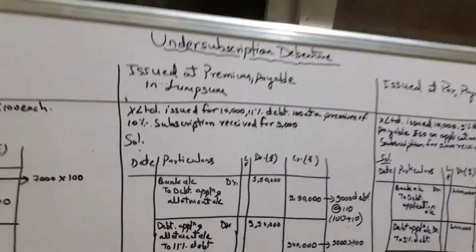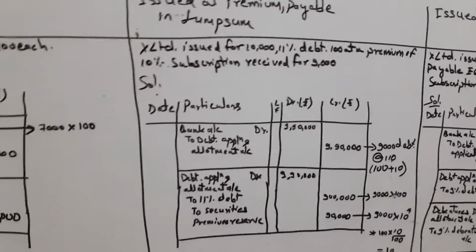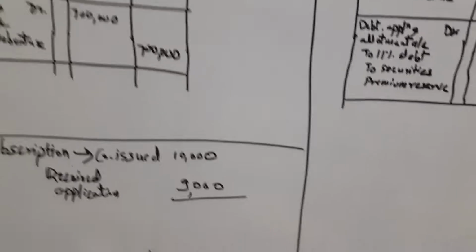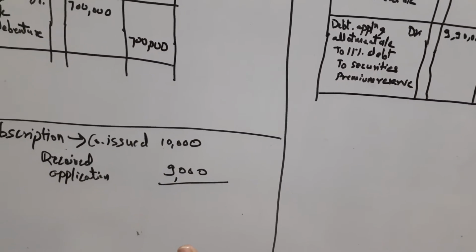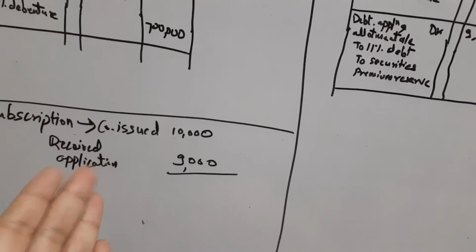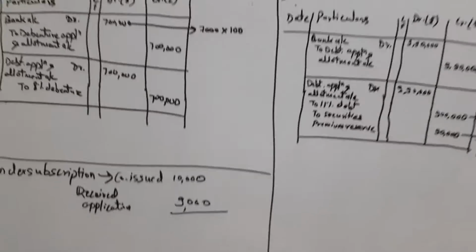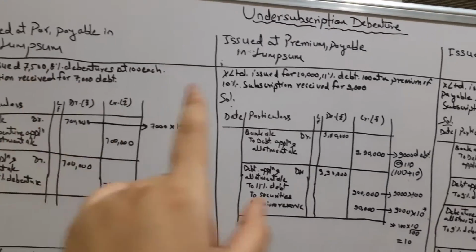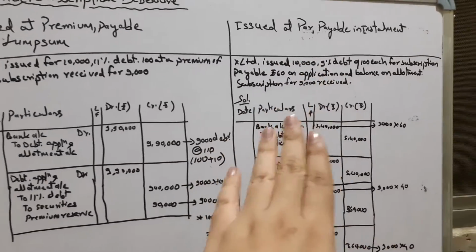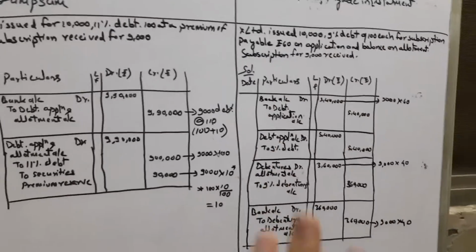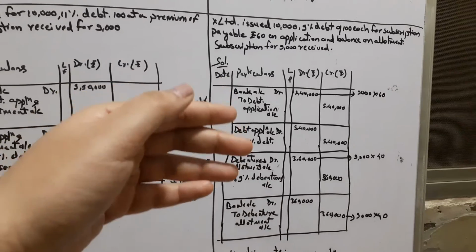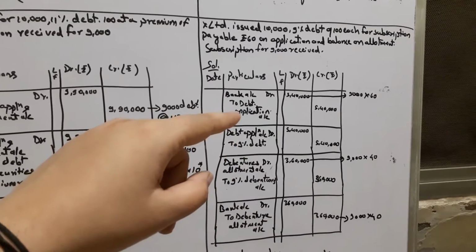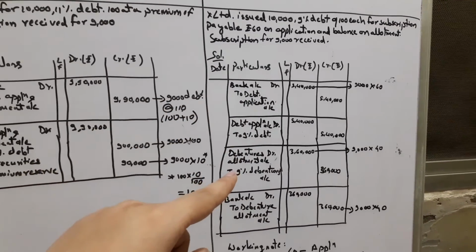So in under subscription, what does it mean? Though the company has issued 10,000, applications have been received for only 9,000. So your received applications are less than the issued debentures. Three cases we have gone through: at par in lump sum, at premium in lump sum, and at par in installments. In installments, what did we do? Nothing, but we have passed the entries as per the installments. First we have called for the application, followed by allotment.